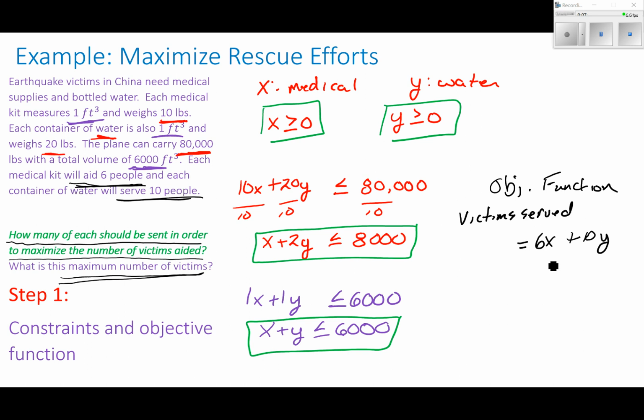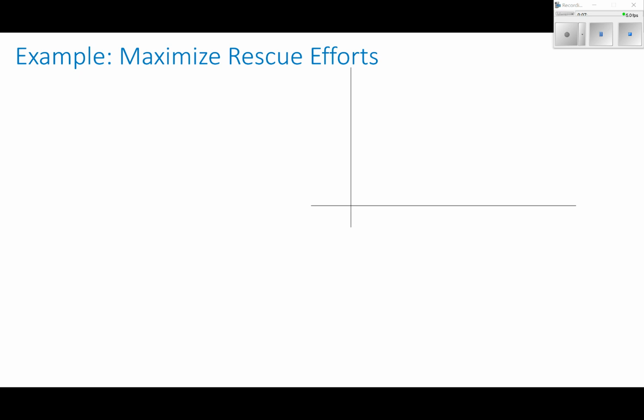But we need to identify what x is and what y is going to be. So how many medical kits and how many containers, kits of this bottled water that we're working with. So 6x plus 10y is our objective function. We're not going to graph the objective function. For the graph, we're going to use our constraints in these green boxes and then identify vertices from there.